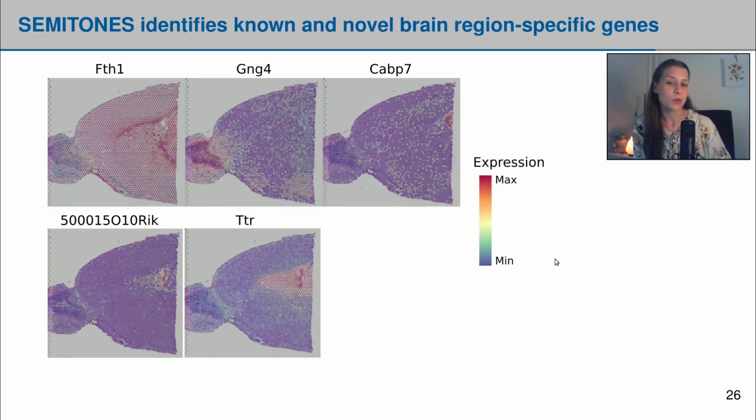By applying SEMITONES to all genes and all reference locations, we retrieve known spatially restricted markers, like Fth1 for the fiber tracts, Gng4 for the main olfactory bulb, and Calb2 for the hippocampus. But we also identify a Riken gene, 5015010RIK, as a more selective marker for the choroid plexus than the more commonly described Ttr gene.